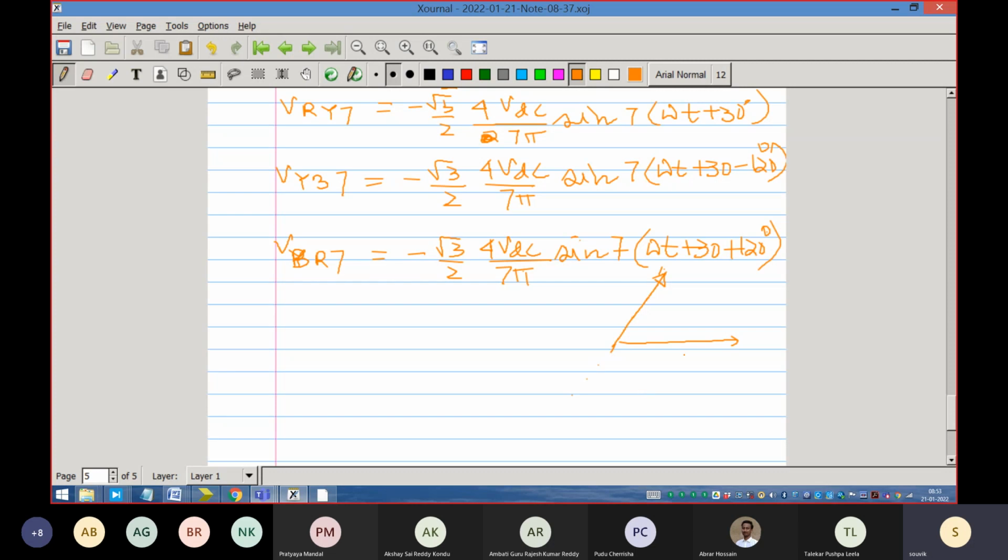Right? So this is VRY7, right? The other one is 7 into minus 90 degree. 7 into minus 90 degree, 7 into minus 90 degree is there, right? And then we reverse it. So where is that?